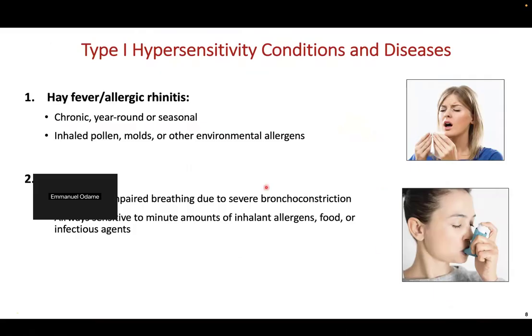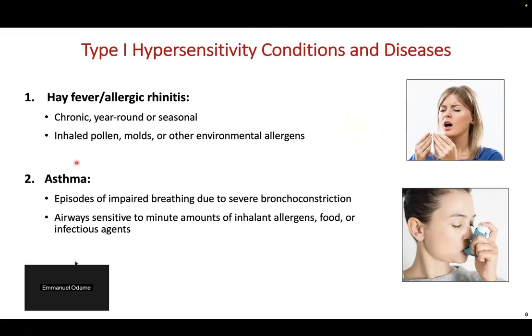So under type 1 hypersensitivity conditions, we have a subgroup of some of the things that we see, or some of the things that result from you having allergies. One example is hay fever, which is more like a chronic year-round sensitization. People have allergies and they sneeze a lot, and they have hay fever. It mostly comes from inhaling pollen or mold from the environment.